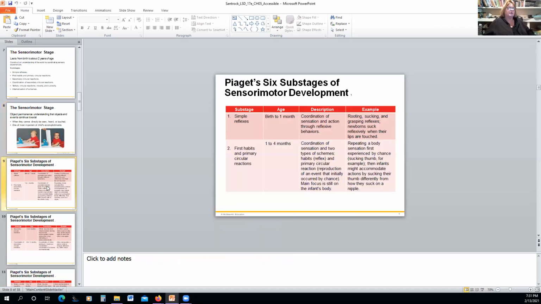So this slide just really breaks down the idea of simple reflexes, first habits and what they call primary circular reactions, the ages that go along with that, and what is happening. Reflexes, babies are learning how to coordinate their reflexes. Their suck, their swallow, their grasp. These are all new things for them.